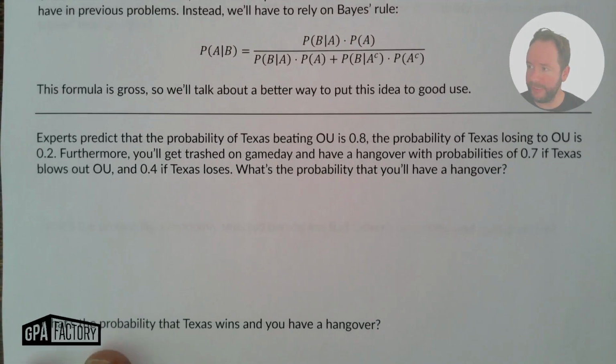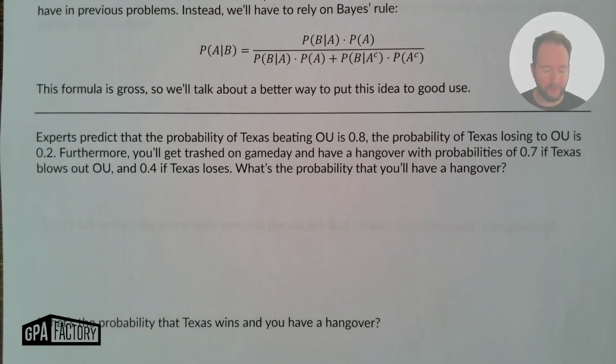Experts predict that the probability of Texas beating OU is 0.8. Probability of Texas losing to OU is 0.2. Furthermore, you'll get trashed on game day and have a hangover with probabilities 0.7 if Texas blows out OU and 0.4 if Texas loses. What's the probability you'll have a hangover?